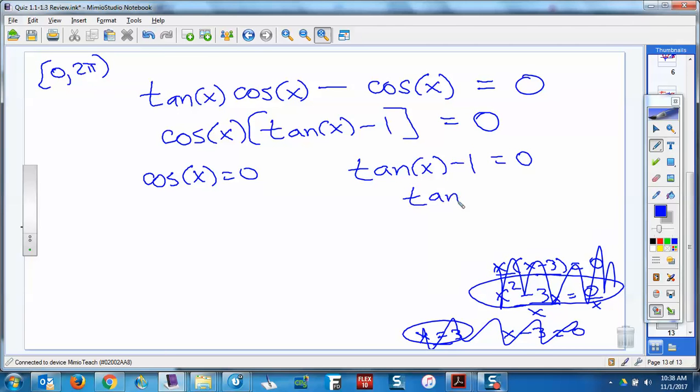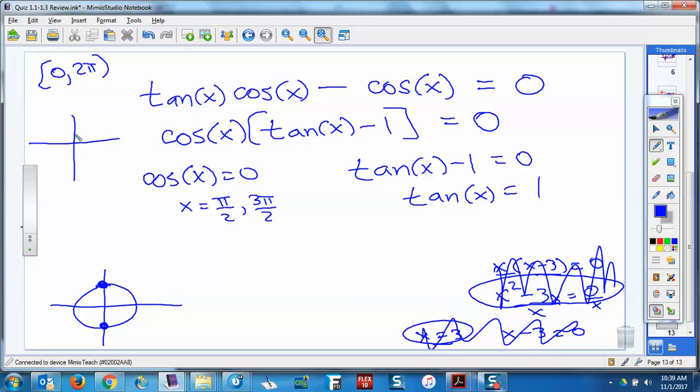So that means tangent has to be a 1, right? Like that, okay? Now, I could turn the tangent into sine and cosine now, but I think I can do it from here. So let's do each one of those. Cosine, where does cosine equal 0? Well, you can do it with the unit circle. Cosine's the x, sine's the y. When is the x 0 on the unit circle? Right there and right there. Pi halves, 3 pi halves. Right? That's one way to do it.